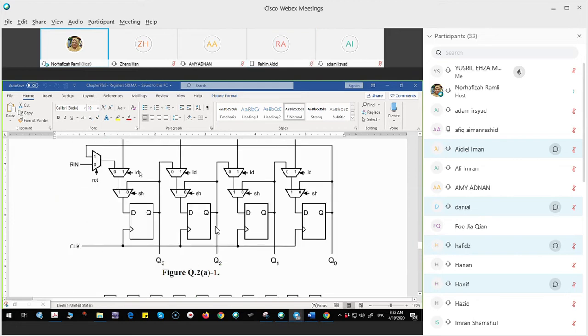Look at this one, load and shift. For this type, it's better to show the functional table. The functional table is like you have the control input. You have load.